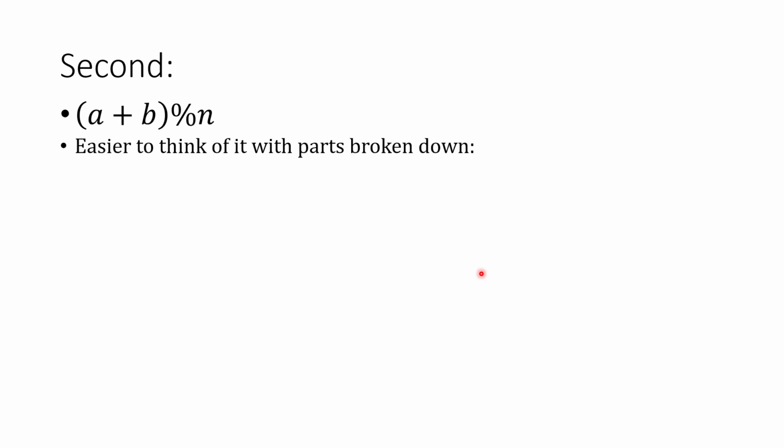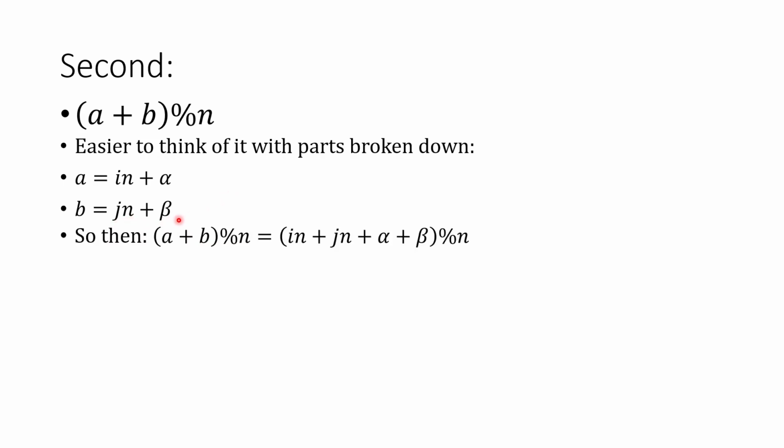So again, focusing on this, let's try to see how we could find out what it is. It's easier to think of it with parts broken down. So again, we should always be writing things like this when we want to think about things in the modular context. So a could be written as some integer times n plus the residue alpha. And b can be written in the exact same manner. Obviously, it could be a different number of times that we multiply n, so we'll use j for that, and then a different residue, we'll use beta. So in that case, this original equation can be written as this, because now everything on the inside is these two, so we sum them up, mod n.